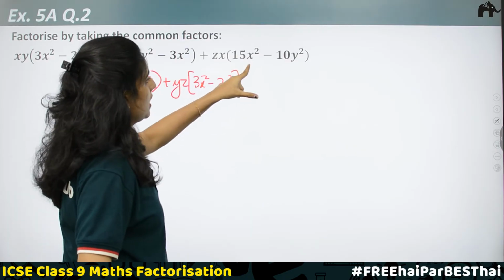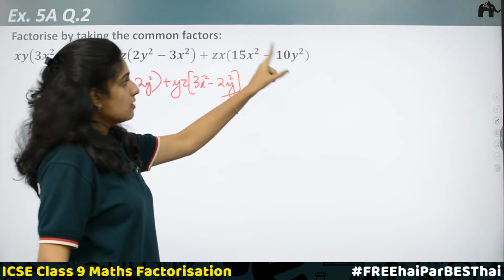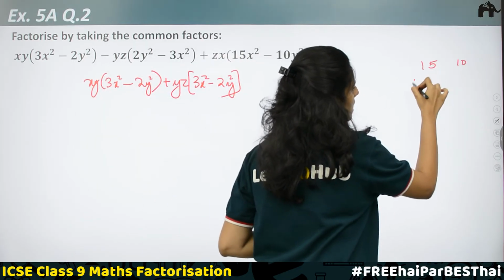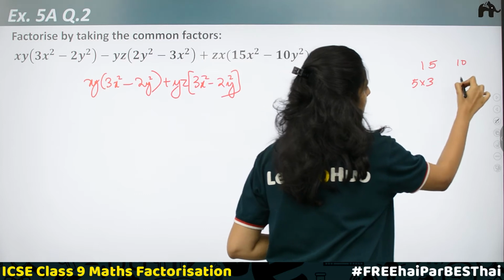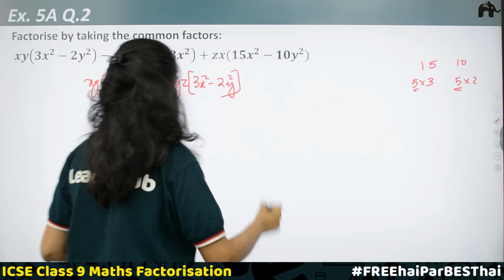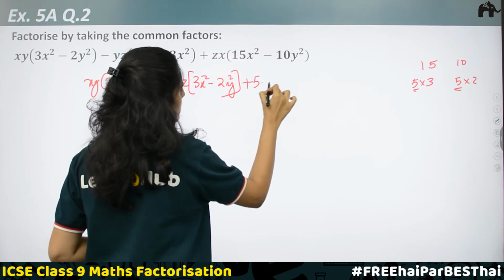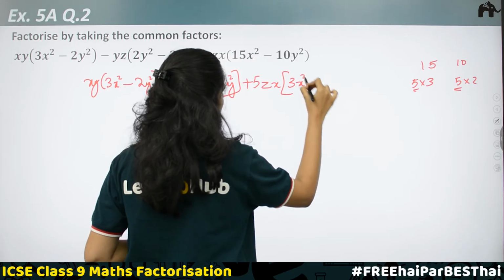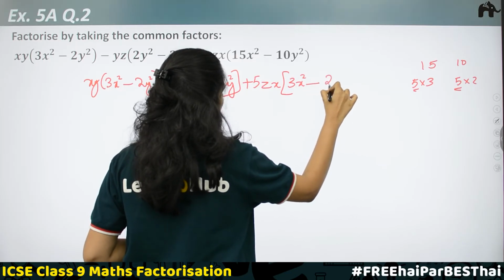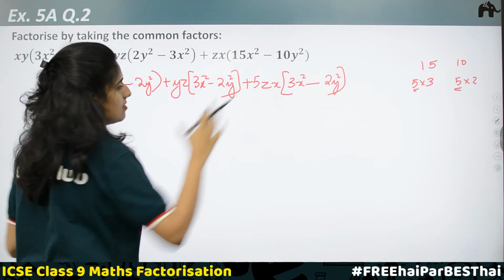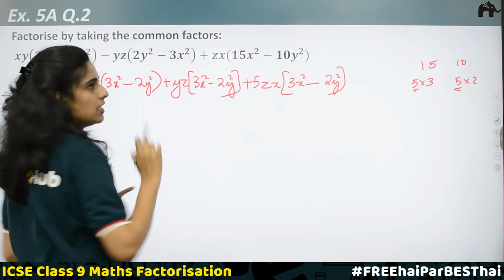Here we have 15x square minus 10y square. 15 and 10. Is there any common factor in them? 15 is 5 into 3 and 10 is 5 into 2. So 5 is common. I can take out 5. So plus 5zx into 3x square minus 2y square. Okay. Now we have in all these three terms 3x square minus 2y square.